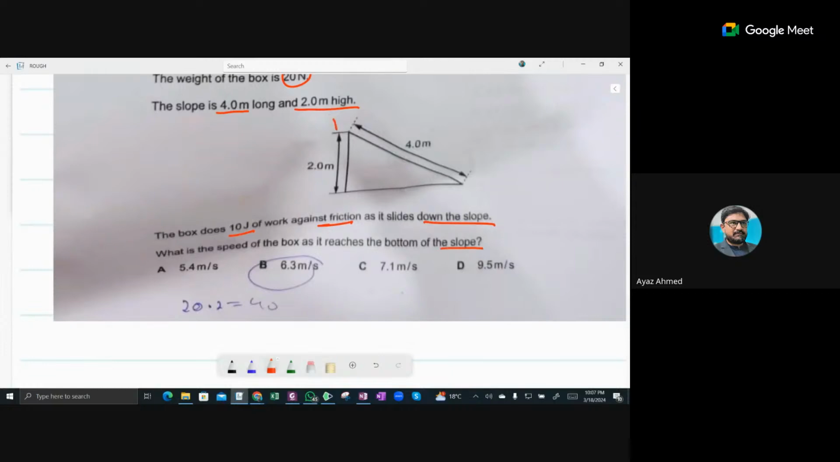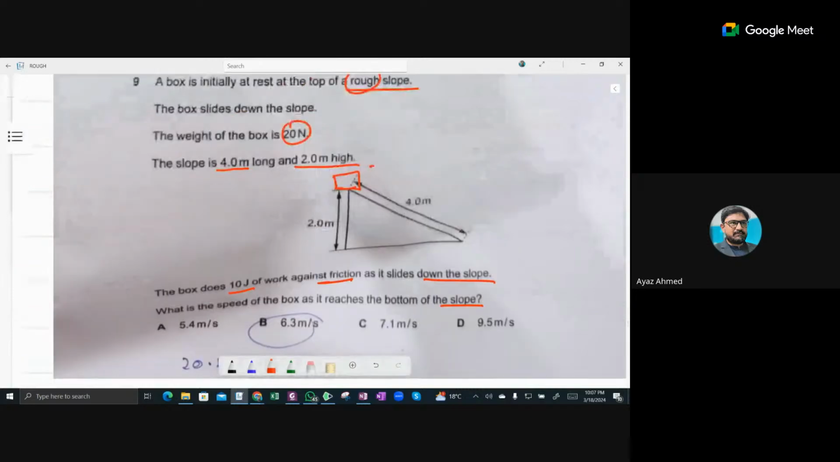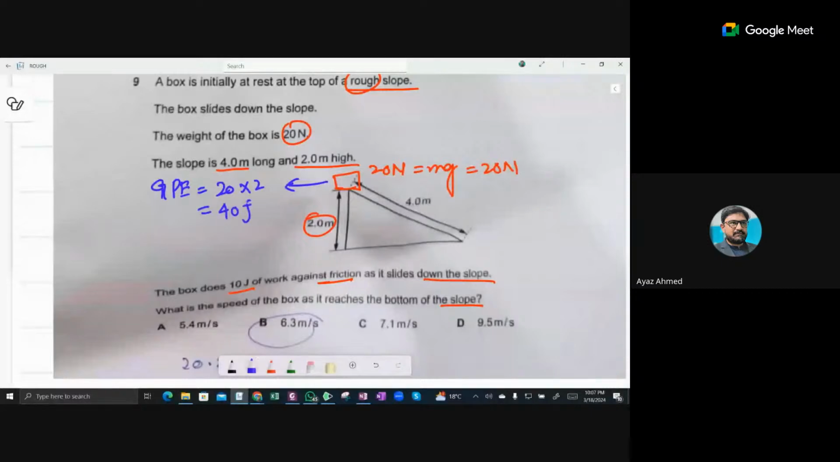So when the block is over here, its weight is 20 Newton. It means mg is equal to 20 Newton and the height is this much. It means how much potential energy does it have over here? Its GPE is equal to 20 times 2, so 40 joules is the potential energy. So when it reaches the bottom, the box does 10 joule of work against friction. It means the remaining 30 joule is its kinetic energy.